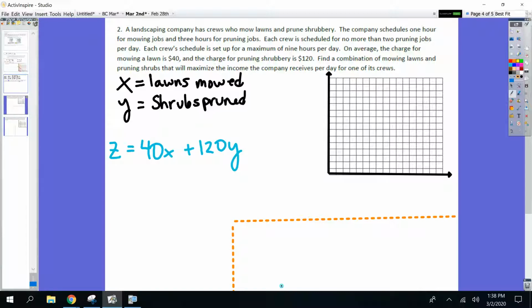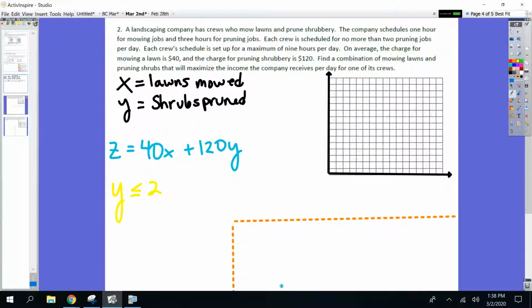All right. Let's get through this. All right, so the money's done. Please do not involve any other inequality with money. I should not see 40 and 120 appear in your inequalities. So it takes an hour to mow, 3 hours to prune. I can't do any more than 2 pruning jobs. So let's start right there. No more than 2 pruning jobs, and we called pruning Y. First inequality, Y has to be less than or equal to 2.